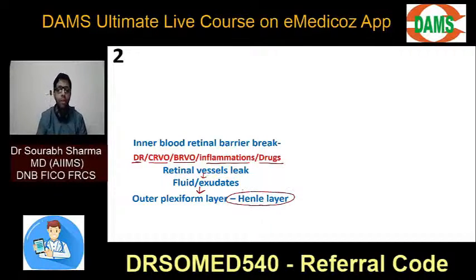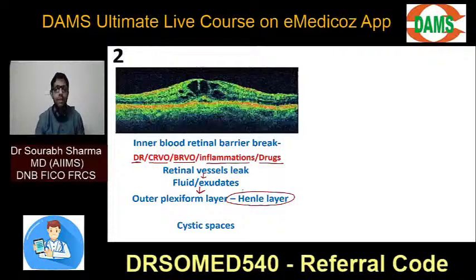What is the other name of outer plexiform? I told you, Henle's. Someone asked, sir, what is the orientation? Radial orientation. So when retina vessels are leaking and fluid is coming, what will happen to the thickness of the retina? The retina will develop cystic spaces like this. See, the thickness of the retina is increased. There are cystic spaces, see this black thing, these cystic spaces.